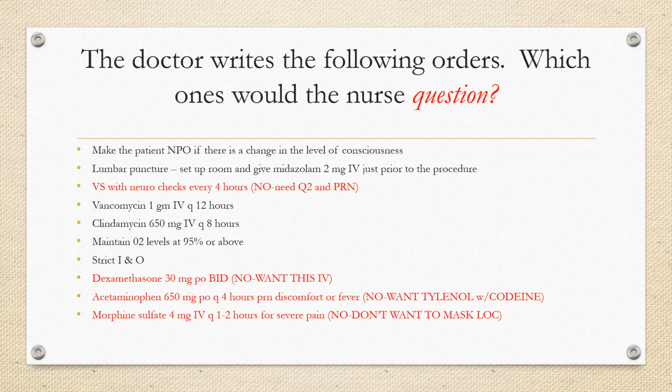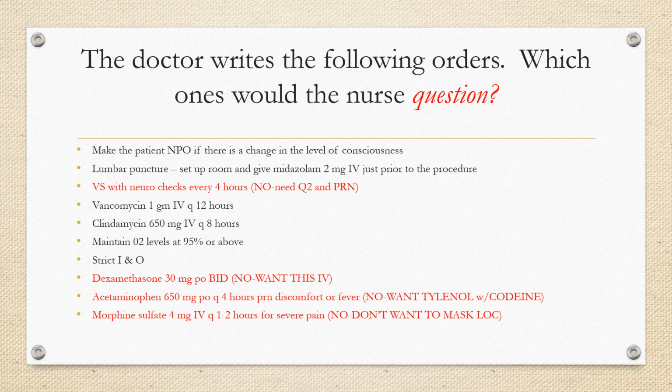Vital signs with neuro checks every 4 hours. No, we would question that because we need to be doing vital signs and neuro checks at least every 2 hours. Vancomycin 1 gram IV Q12 hours, that's fine. Clindamycin 650 milligrams IV Q8 hours, that's fine. Maintain O2 levels at 95 or above, that's good. Strict I&O, yes.